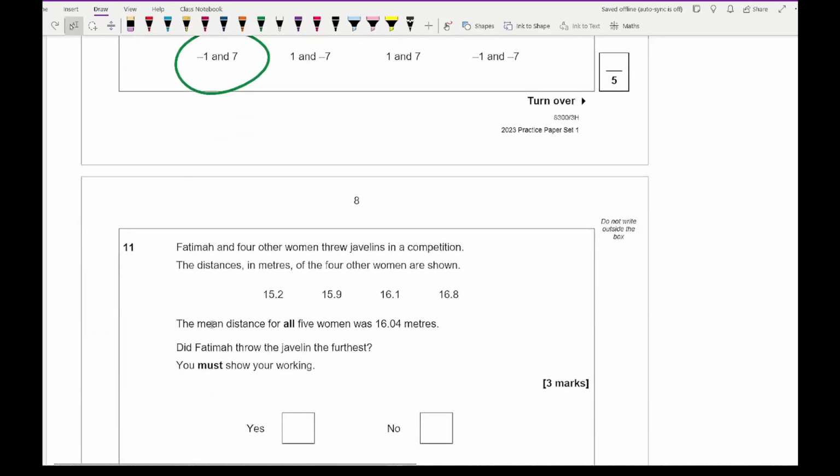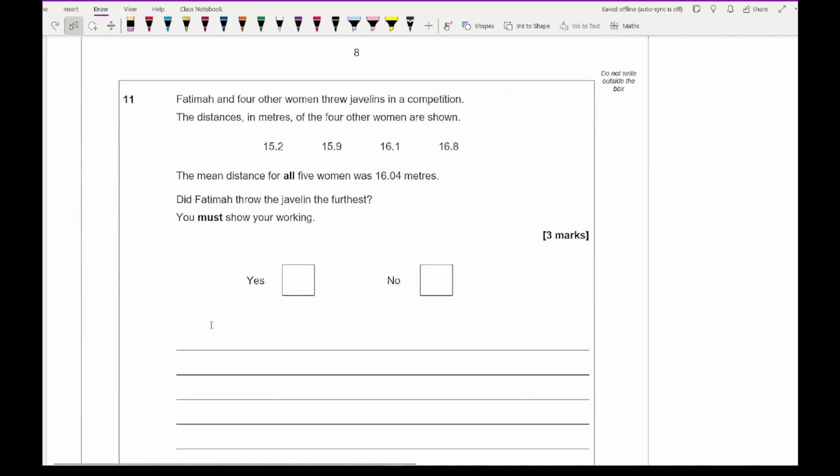Then moving on to question 11, it says Fatima and 4 other women threw javelins in a competition. The distance in meters of the 4 other women are shown. The mean distance of all 5 women was 16.04 meters. Did Fatima throw the javelin the furthest? And you must show your working out. Now again, with these yes no questions, always do work it out and then tick yes or no. Try not to tick the box first and then try and manipulate an answer that justifies it. So we don't know what Fatima's distance is, so we're just going to call that x, and then we'll just write her name just so we know that that's it.